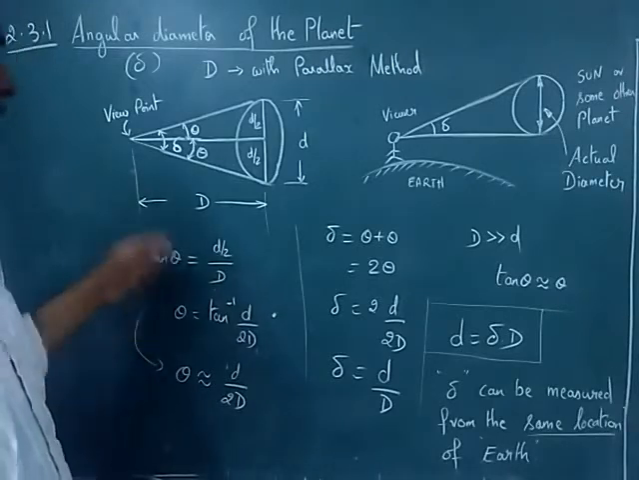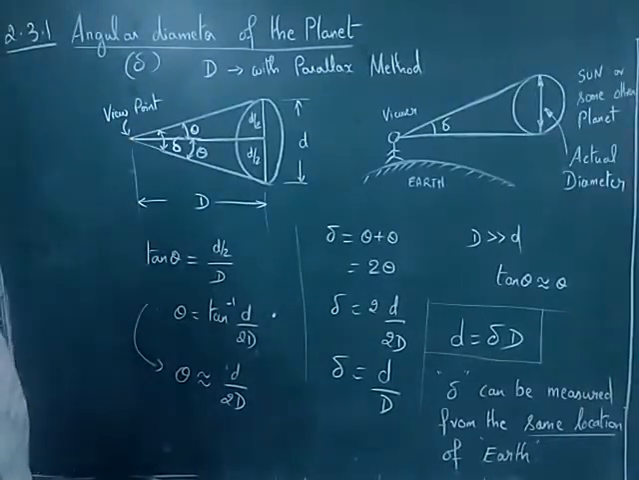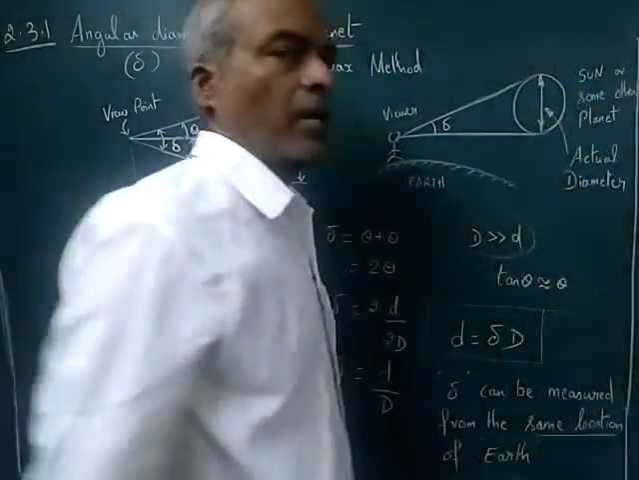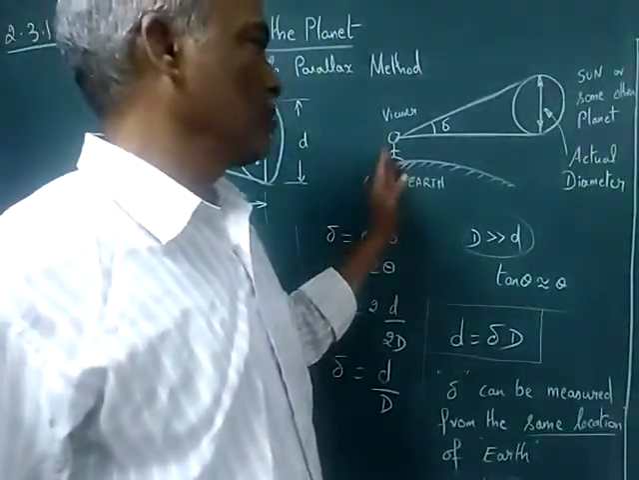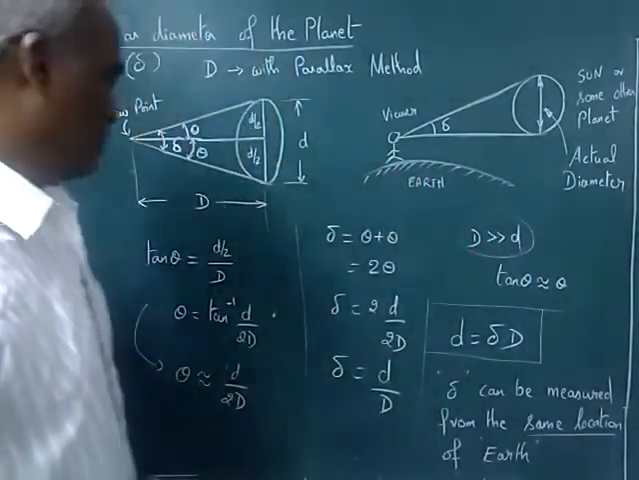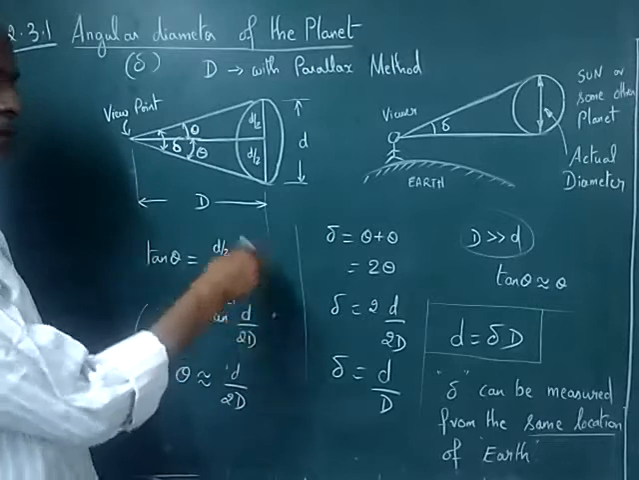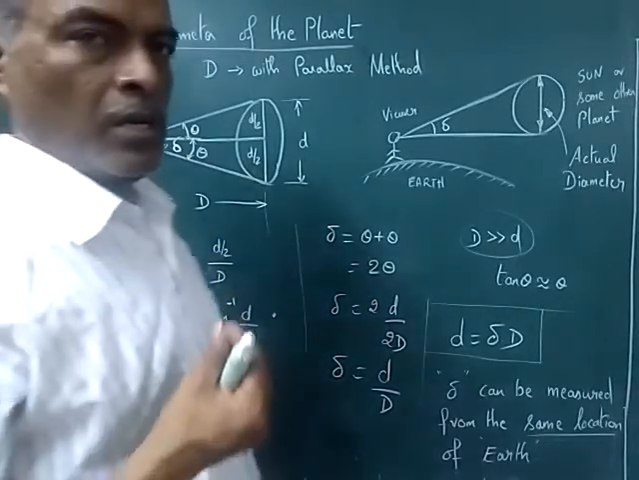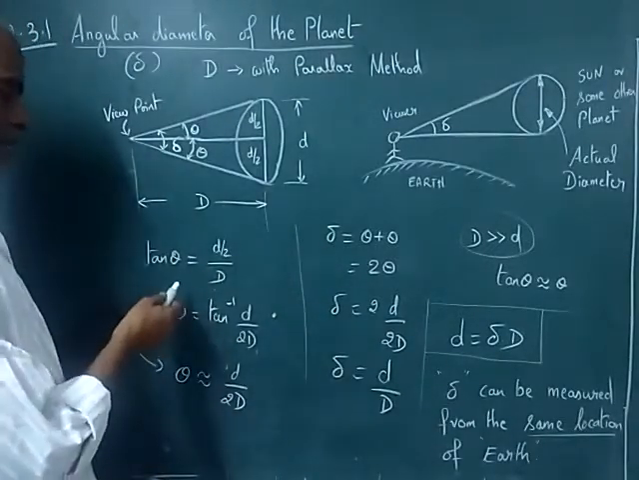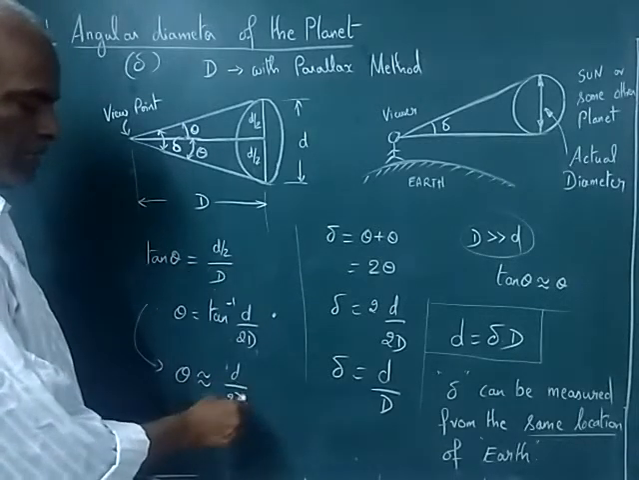So generally the planet is at a very far distance. So this angle is highly negligible. That is, D is very much greater than d, that is the actual diameter of the planet, and D is the distance between the earth and the particular planet. So in that case, the denominator term is very high. That means the overall value will become very, very less. Okay. So in that case, we can say theta is approximately equal to d divided by 2D.